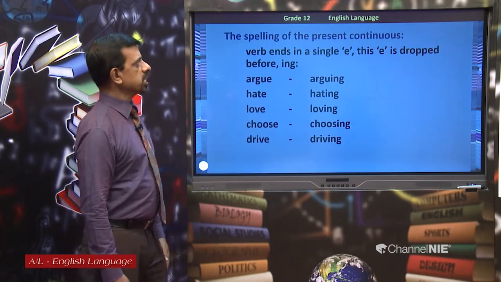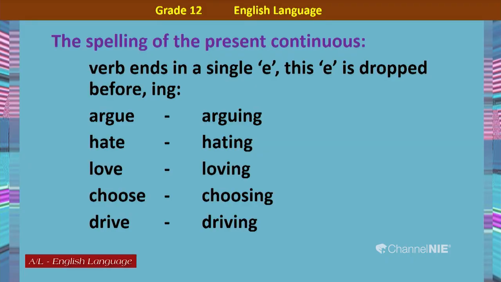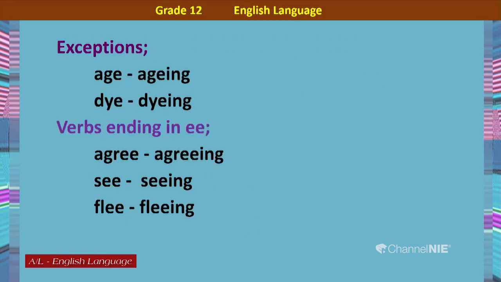The spelling of the present continuous, you have to make a note of it because this is sometimes confusing. So for verbs ending in a single E, this E is dropped before ing. Argue, arguing. Hate, hating. Love, loving. Choose, choosing. Drive, driving. But there are exceptions.